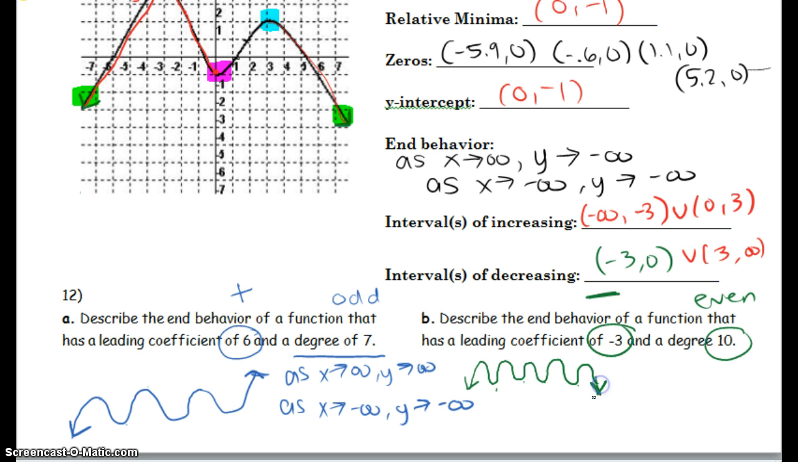There it is. Because of this leading coefficient of a negative, you're going to have a down, down. So this is as x approaches infinity, y approaches negative infinity. And as x approaches negative infinity, y approaches negative infinity. It doesn't have to have 9 turning points, but it'll have an odd number of turning points. Odd, so we will end down. This one doesn't have to have 6 turning points, but it'll have an even number of turning points, so we will start down and end up.